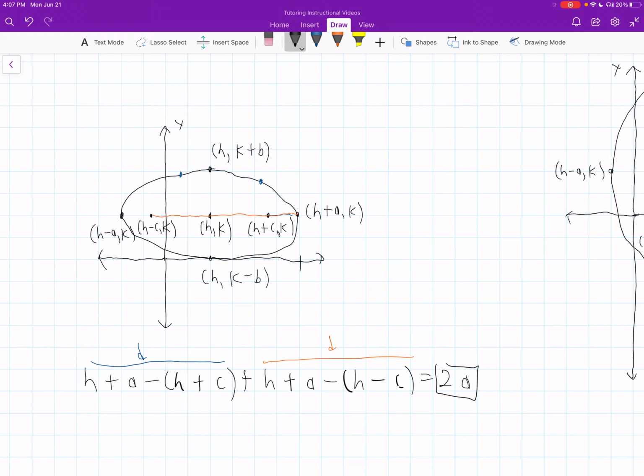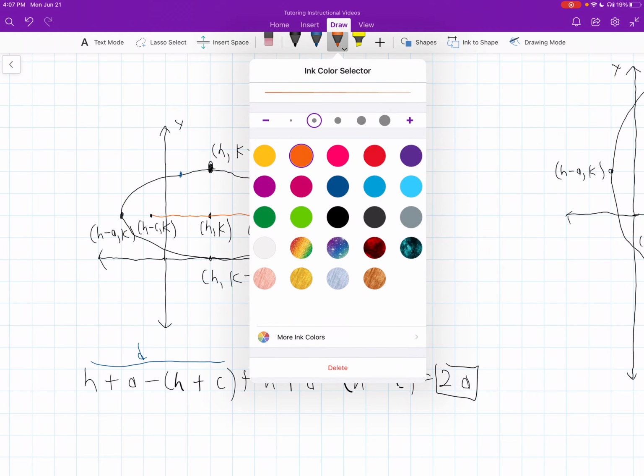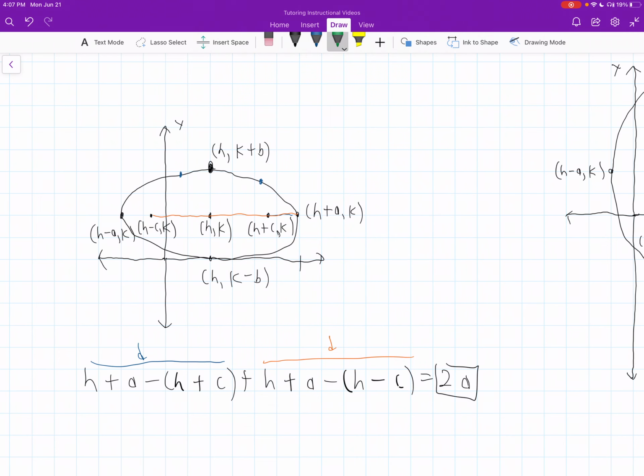So now let's think about the point (h, k plus b). Well, we know that we add the distance from the point to one focus point plus the distance to the other focus point. It has to be 2a.